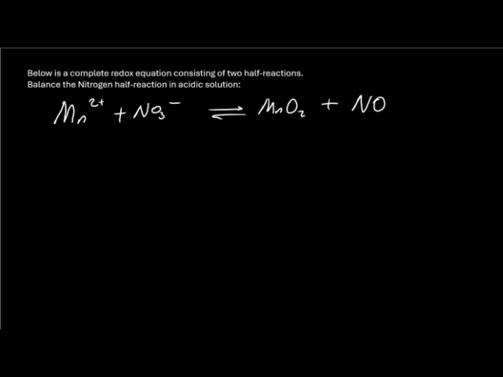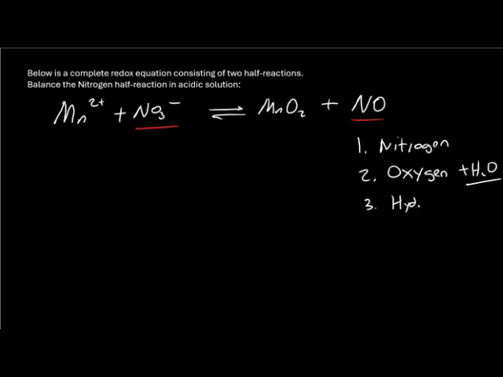Now we'll ignore the manganese and look to the nitrogen. We'll perform the same steps that we did previously. As a reminder, our first step is to balance the nitrogen. Then we will balance the oxygen by adding water. We'll also balance the hydrogen by adding H+. And then we'll balance the charges by adding electrons. We'll write the left side and the right side.